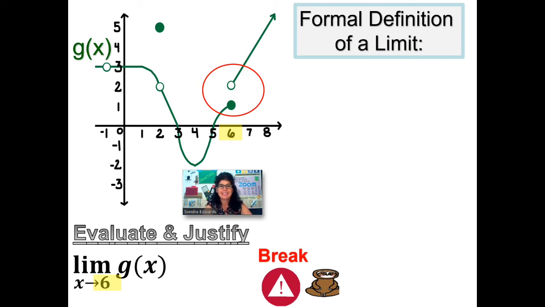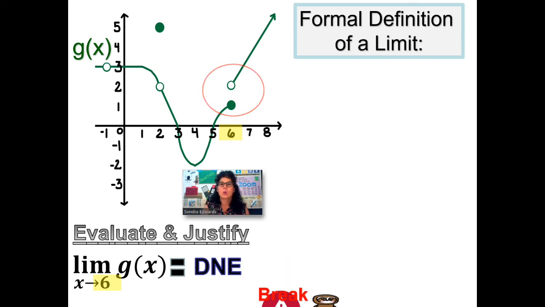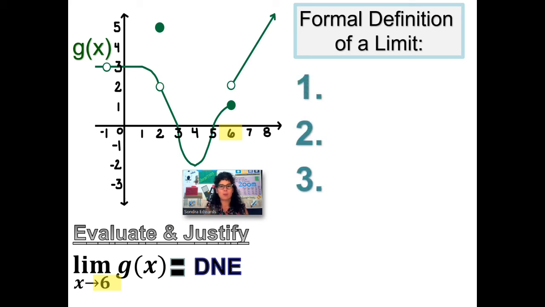You cannot say evaluate and justify and go with, well, the answer is does not exist because there's a break. That is the same thing as saying because it looks like it. And that is not going to suffice on the AP exam. So we're going to need to use this 3-part definition, starting with number 1, using the correct notation.